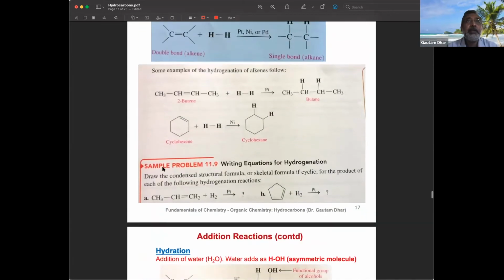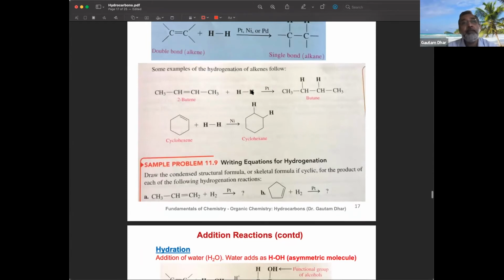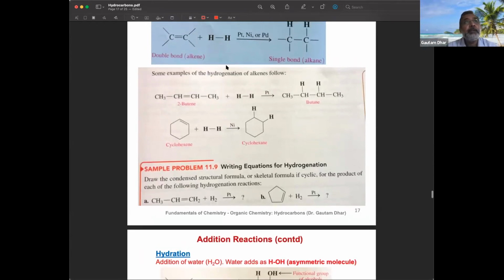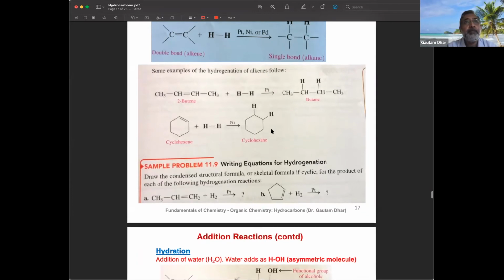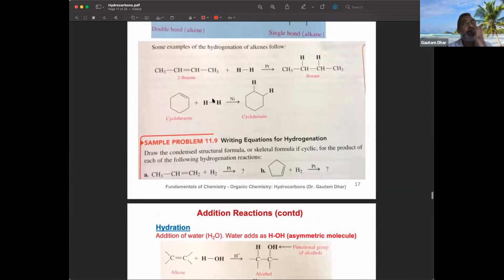So this is a hydrogenation reaction. Hydrogenation means you are adding hydrogen. Basically H-H addition at the double bond. Hydrogen, hydrogen. And that is true for all double bonds.